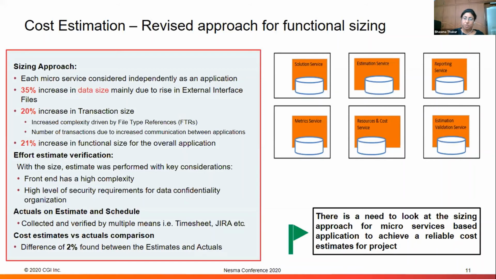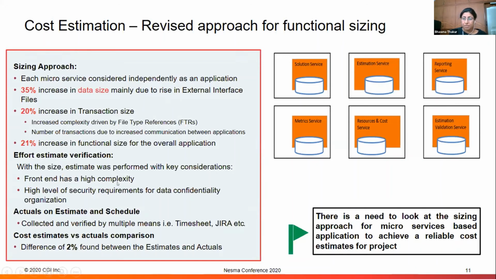The application boundaries change. We were working with one boundary. Now suddenly we have 6 boundaries over here. Naturally now there is a big change. Each microservice is recognizing the other as another application. So our interface files are changing. There are more external interface files now in play. The transaction complexity has changed because there are more FTRs referenced. The communication has increased. So there is an overall, like if you can see, 35% due to the data size and 20% on transactions. So overall there is a 21% increase in the size itself.